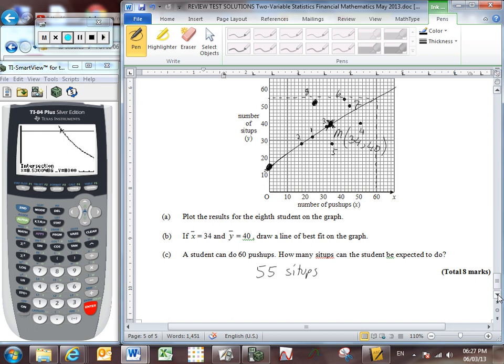But I'd be tempted to say 55 sit-ups, although we can't be sure because it's extrapolating beyond the data set. That might be a nicer answer because then you kind of cover both bases and demonstrate to the examiner that you really do know what you're talking about. Anyway, that concludes the review for this test on two-variable statistics and financial mathematics. Good luck studying for this final test of your grade 11 year.